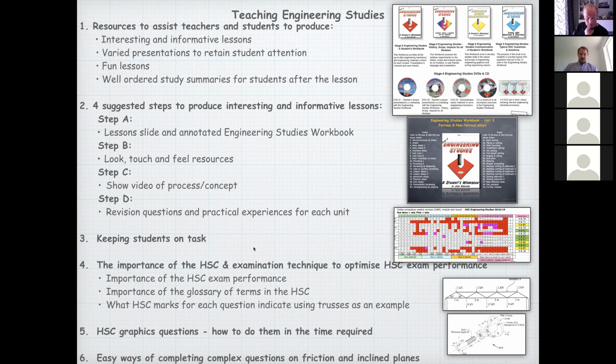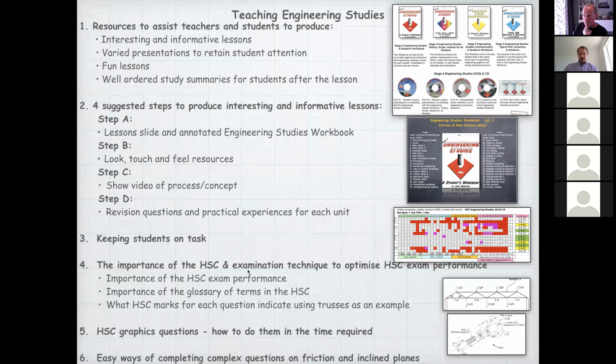And then I'll go through the importance of the HSC, what I tell my students, because their performance in the HSC is extremely important. And the examination techniques that are really important to use that I've found from over 30 years of marking the HSC.